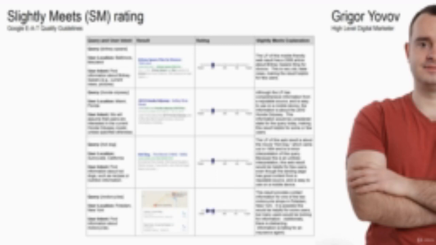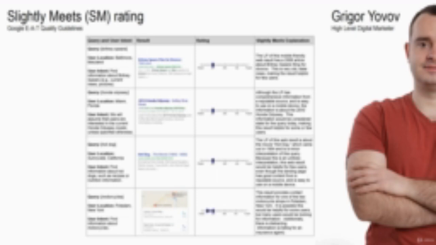And if you want to rank higher in the mobile results with your SEO strategy, you can avoid the mistakes from the given examples. So the first example is the query Britney Spears, user location Baltimore, Maryland. User intent: find information about Britney Spears, the current news, pictures, etc.